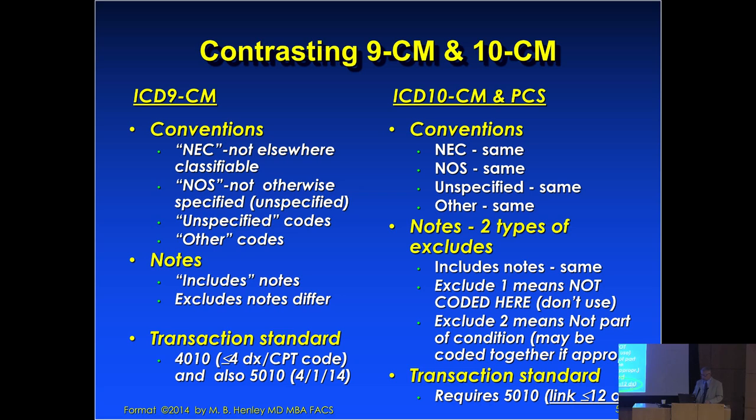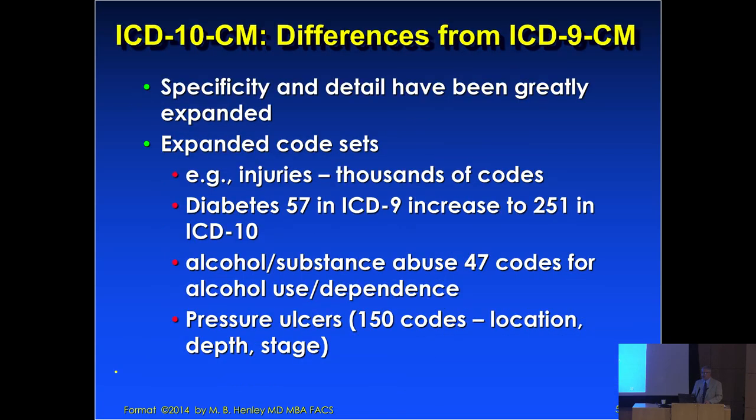So those are the two keys there: making sure you list all diagnoses that are appropriate and pertinent. What are some other differences between 9 and 10? Specificity and detail have been greatly expanded, hence the increased number of codes. There are literally thousands of injury codes. In ICD-9, there are 57 diabetes codes, and that expands to 251 in ICD-10. There are 47 codes for alcohol and substance abuse and for alcohol use and dependence. There are 150 codes for pressure ulcers by location, depth, and stage.